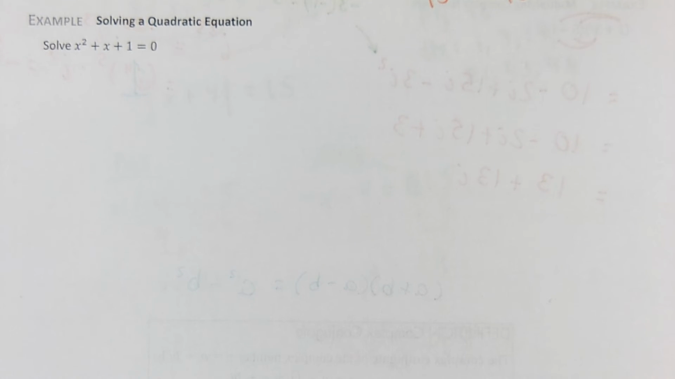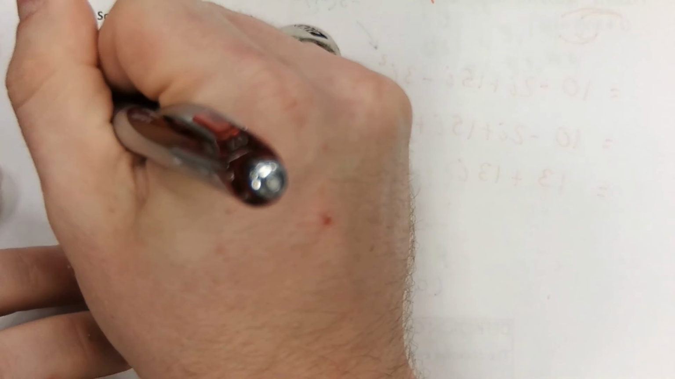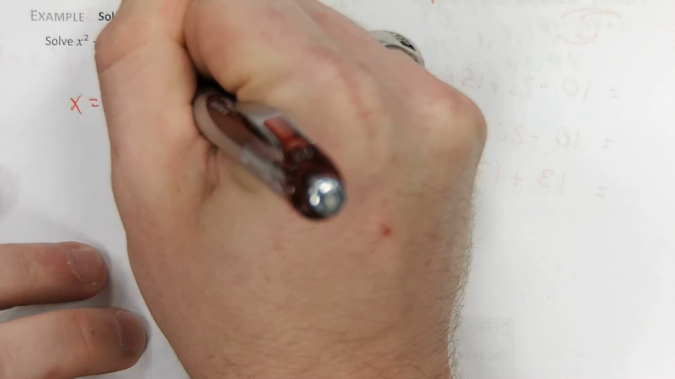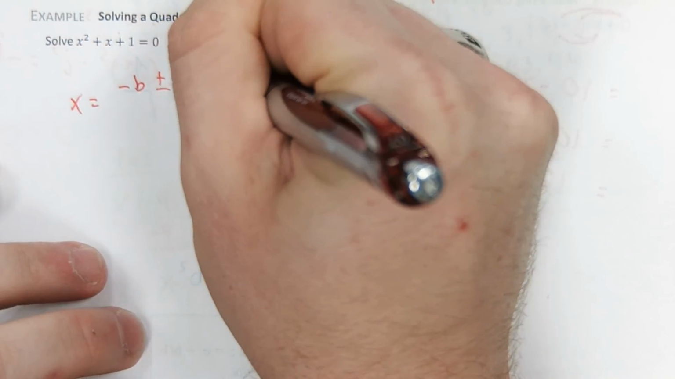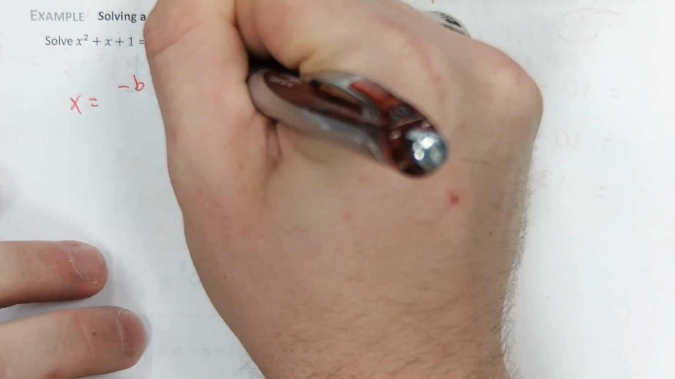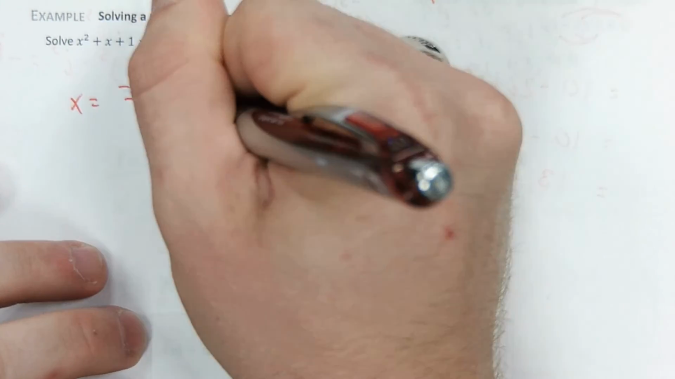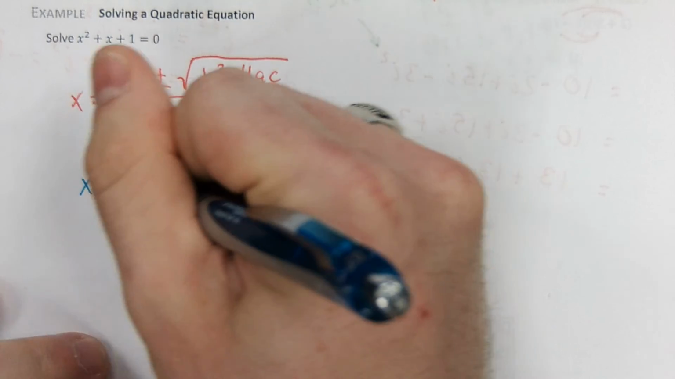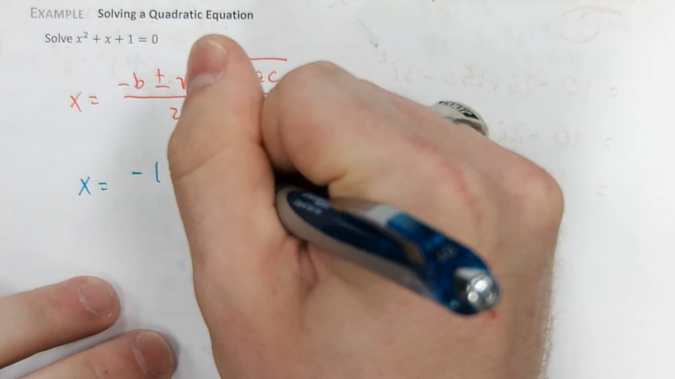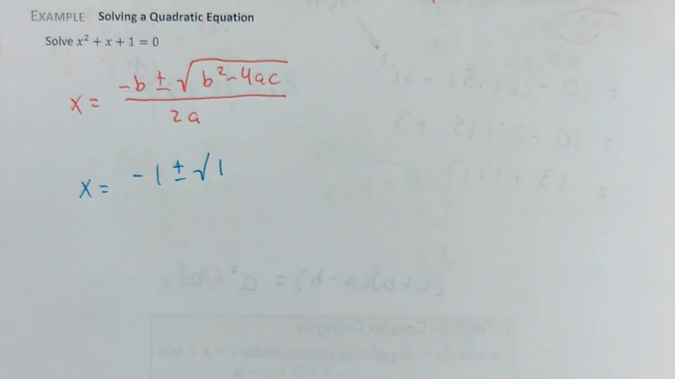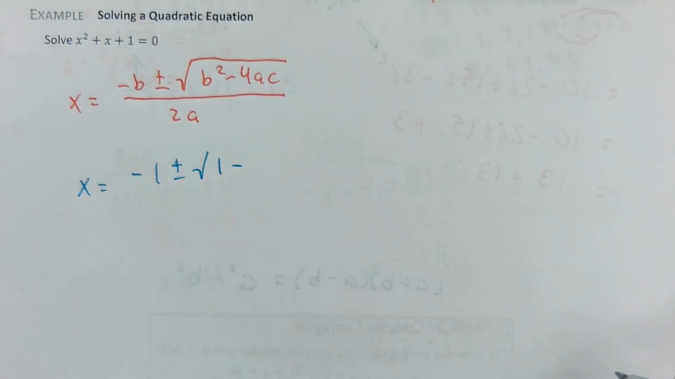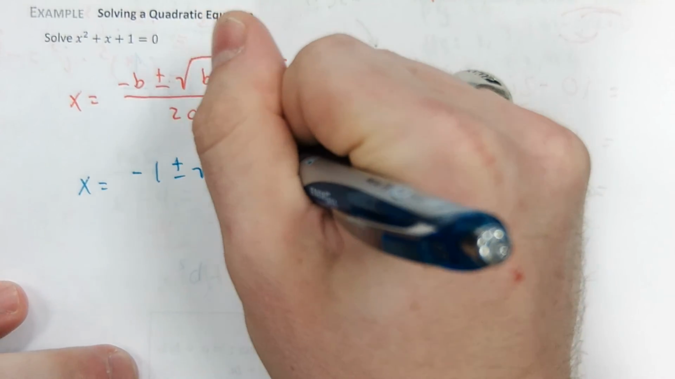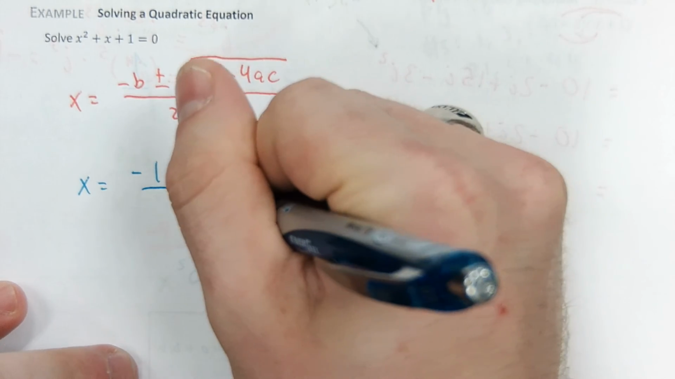What's a good color? I'll write the formula in red. Negative b plus or minus root b squared minus 4ac all over 2a. Now we'll just fill it out. a, b, and c are all 1. So negative 1 plus or minus square root of 1 squared minus 4 times 1 times 1, all over 2 times 1.